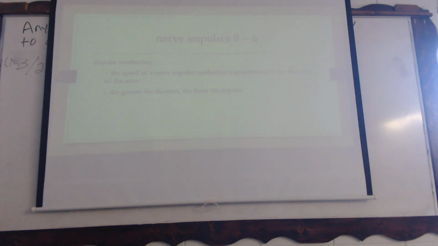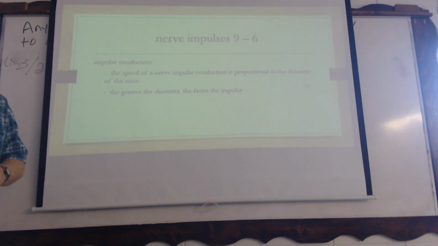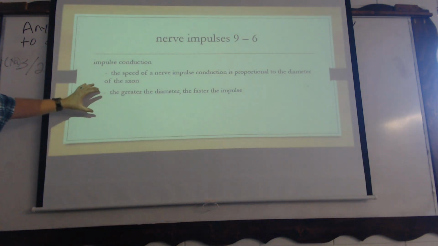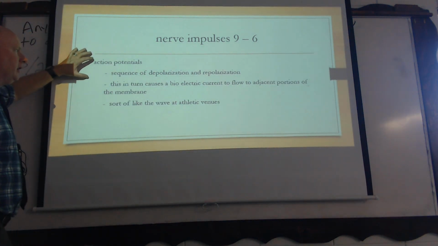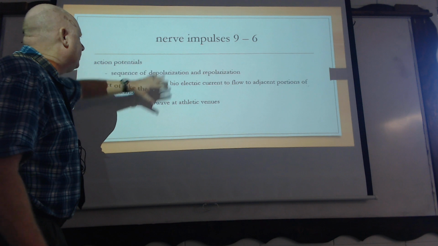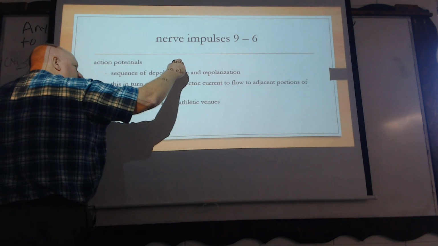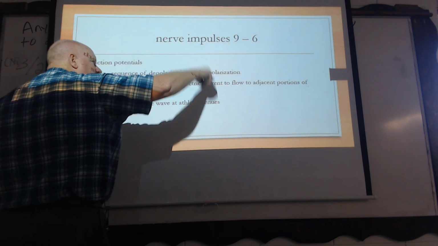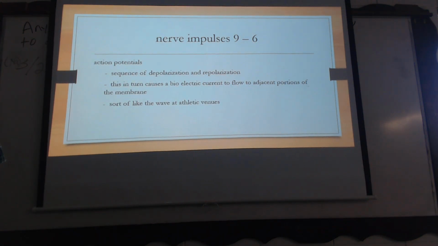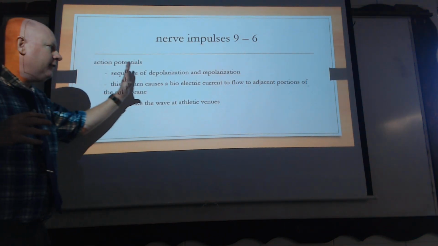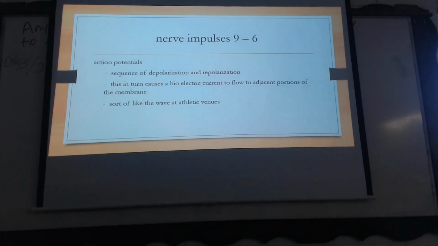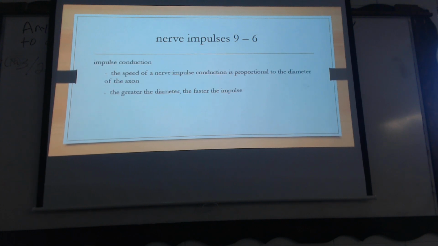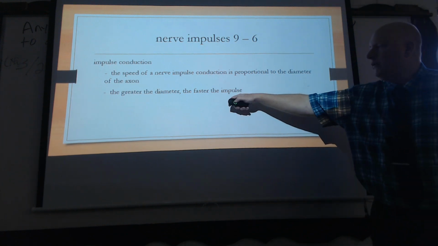So here we're talking about this impulse conduction, just like what you correctly said, the greater the diameter, the faster the impulse. So I think this is what we just talked about, action potentials. It's a sequence of the sodium and potassium ions going in and out of that axon that pushes or drives that impulse down its axon from one side to the next. Kind of like we said, the wave in athletic venues. Okay? So then the bigger the diameter, the more efficient that's going to be.